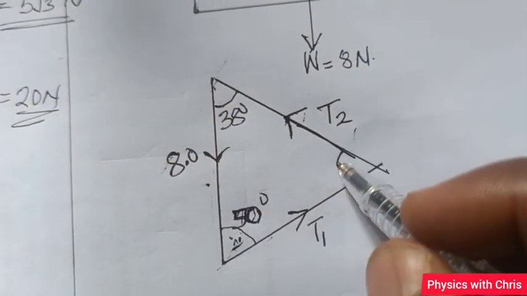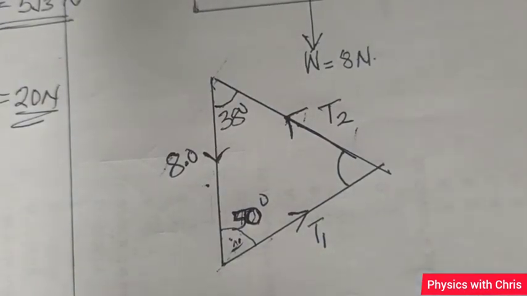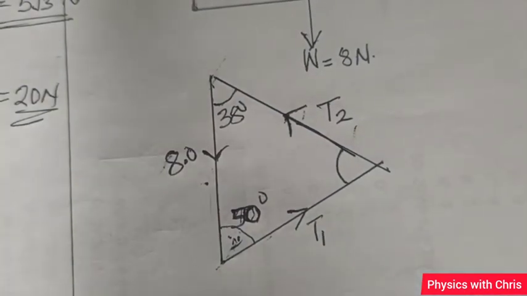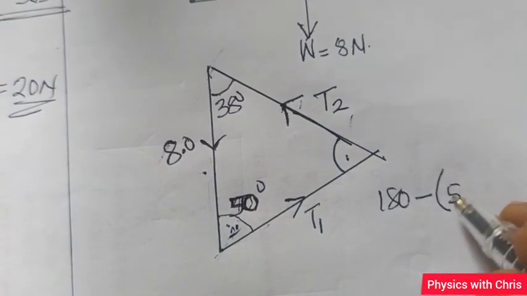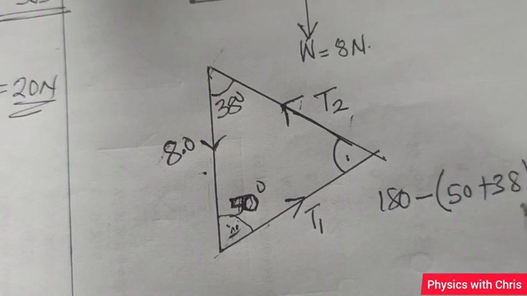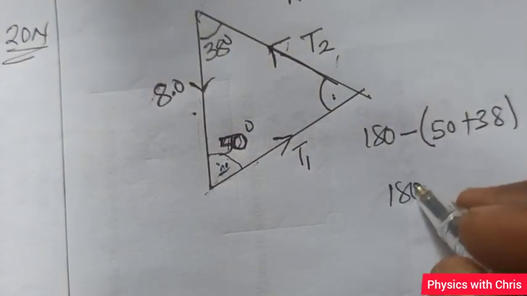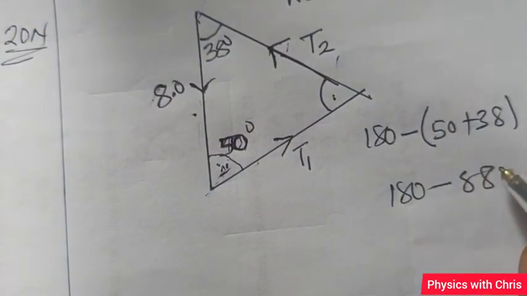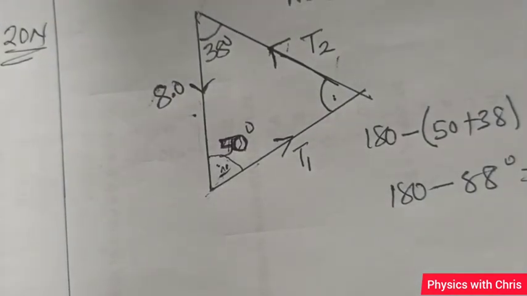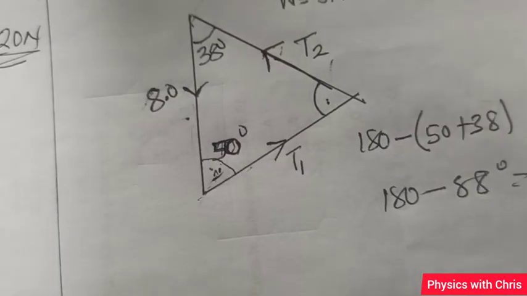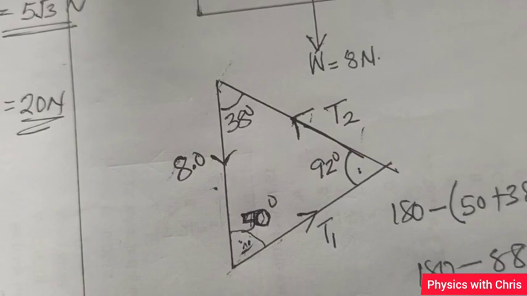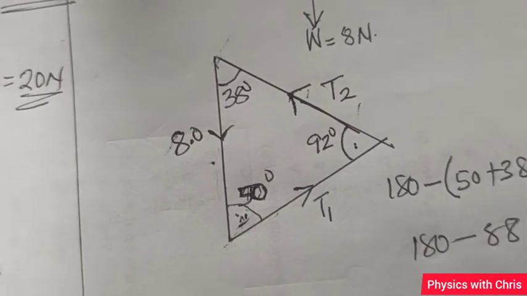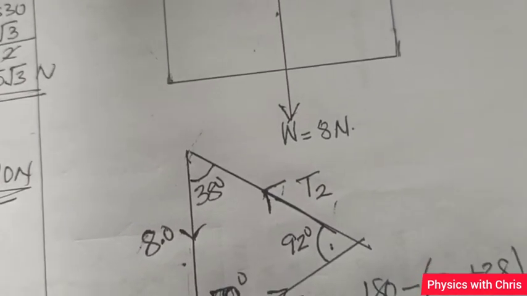And then this other angle, going by the sum of angles in a triangle, they must add up to 180 degrees. That gives me the angle between T1 and T2 as 180 minus the sum of 50 and 38. So that gives me 180 minus 88 degrees. So what is 180 minus 88 degrees? It gives me the angle 92 degrees, which is the angle between T1 and T2. Now this is a scalene triangle. We can't use SOHCAHTOA here. I can use the sine rule or cosine rule to find the unknown T1 and T2.